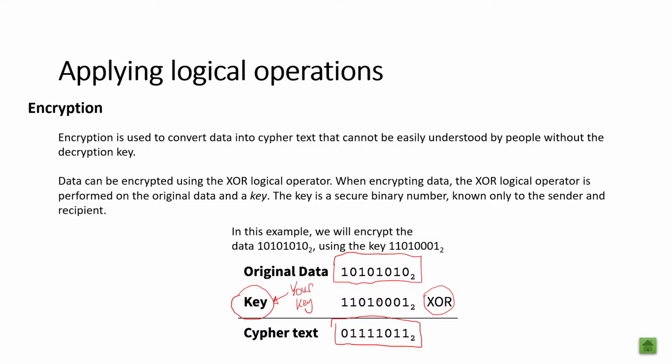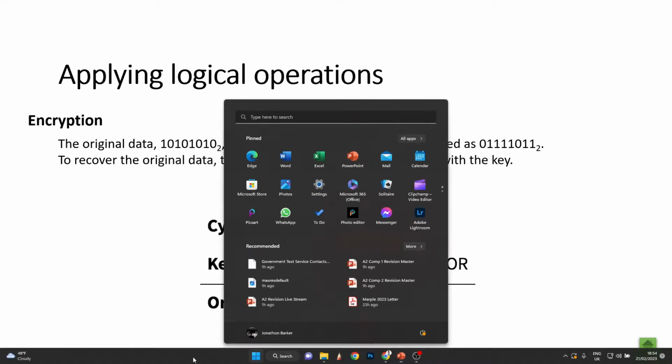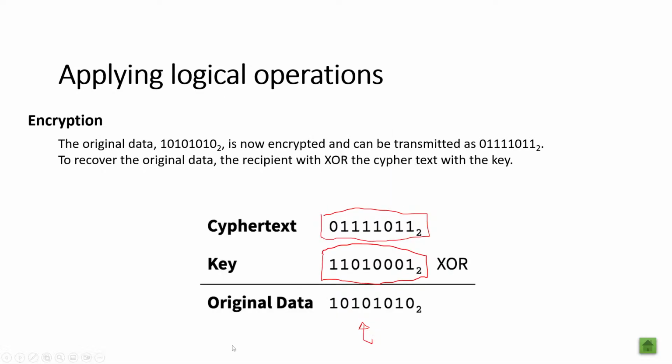Now the beauty of this is symmetric encryption, so that means you can reverse it by applying the same thing. This was the ciphertext from the previous slide, so the text that you can't read anymore. You take your original key that you created and you XOR it again, and it should return back to the original data.